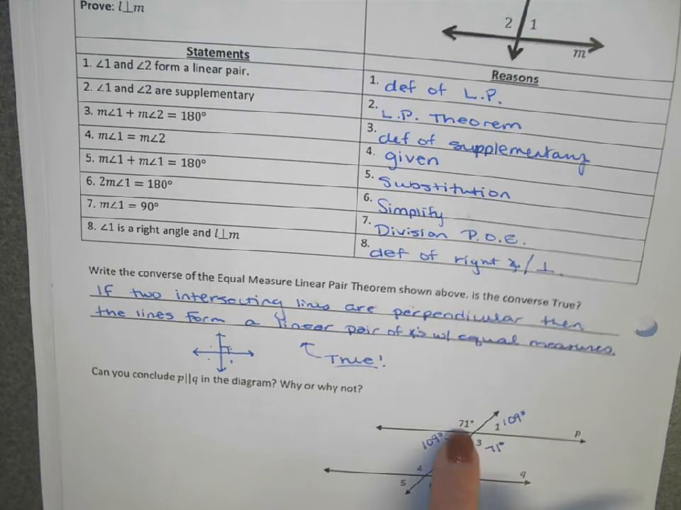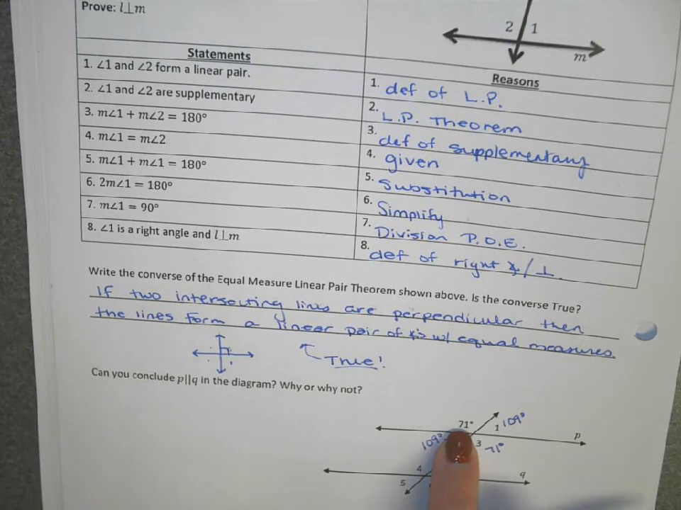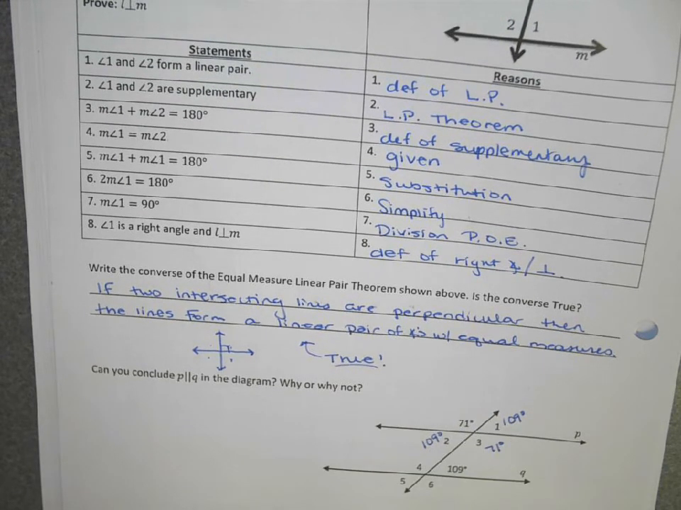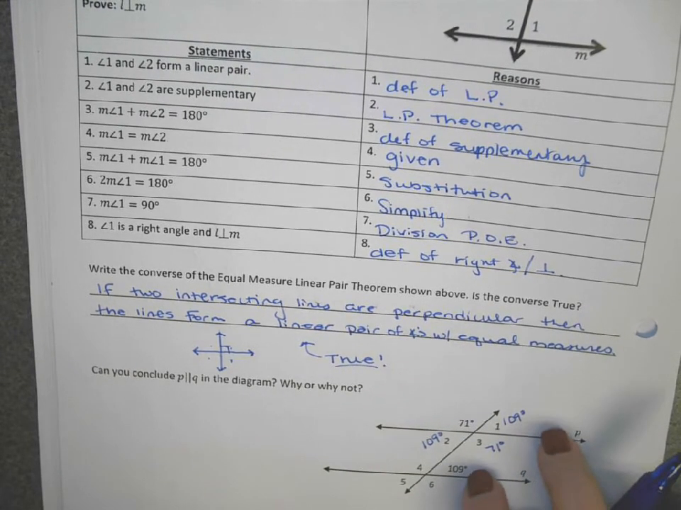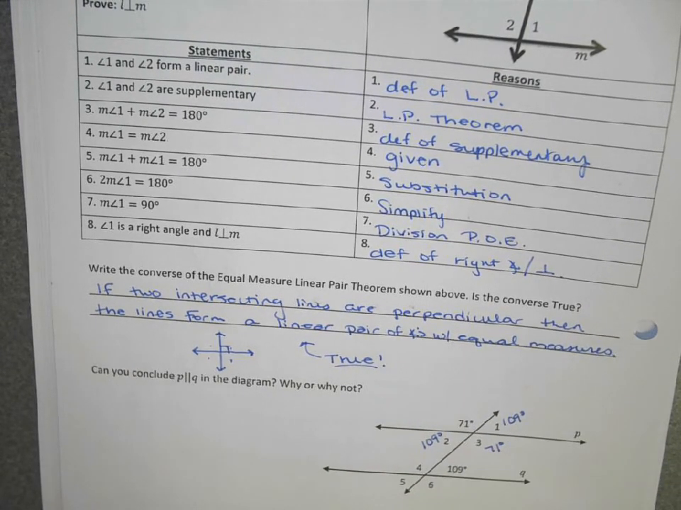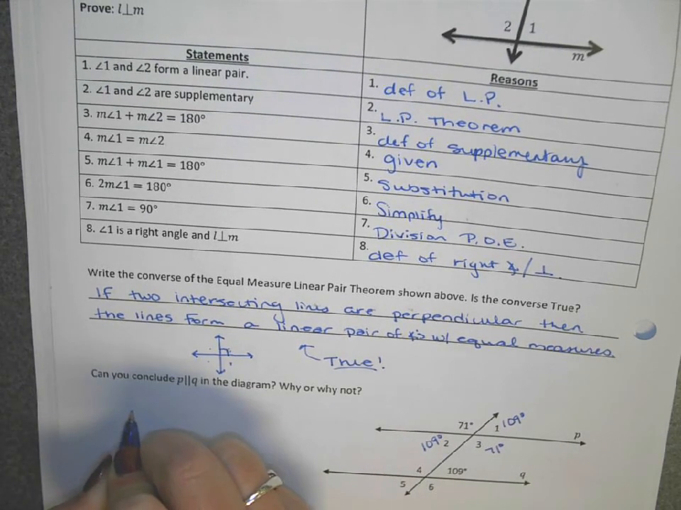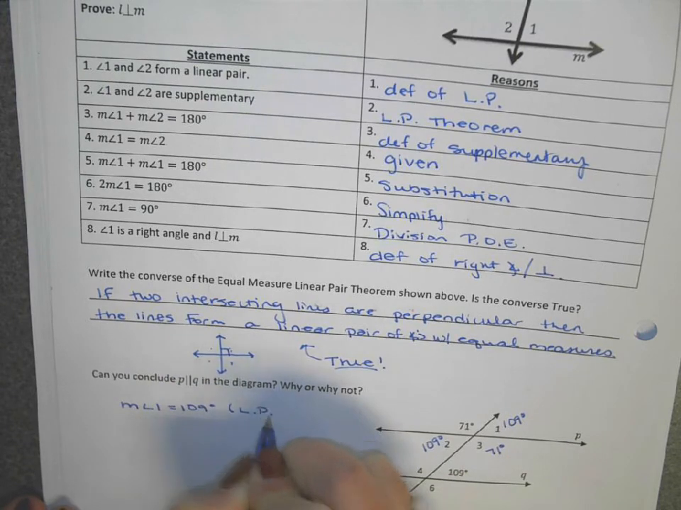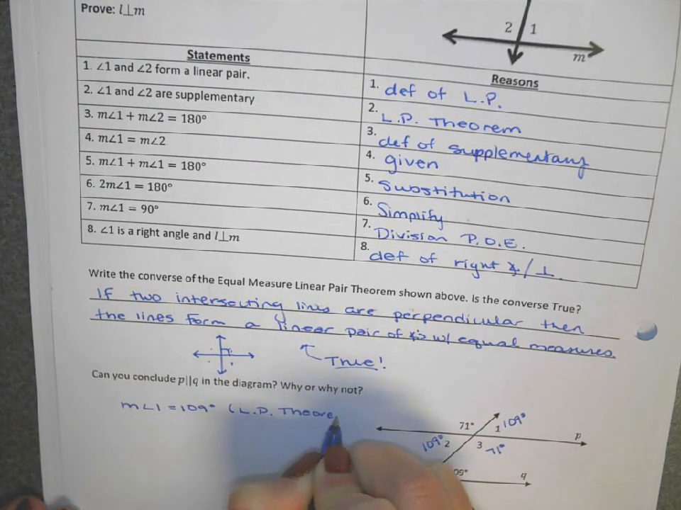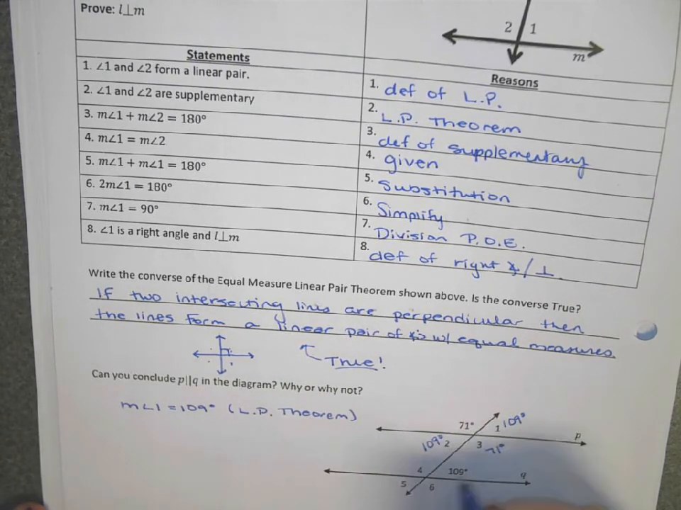So if this is 71 degrees, then the measure of angle 1 would have to be 109 degrees. And this angle down here is also 109 degrees, which those are corresponding angles. So based on the corresponding angles converse, we could say that the lines are parallel. Okay? So you're given the 71 degrees. So measure of angle 1 has to equal 109 degrees, and we found that because of the linear pair theorem. Okay? Angle 1 and whatever angle this is, we could name it.